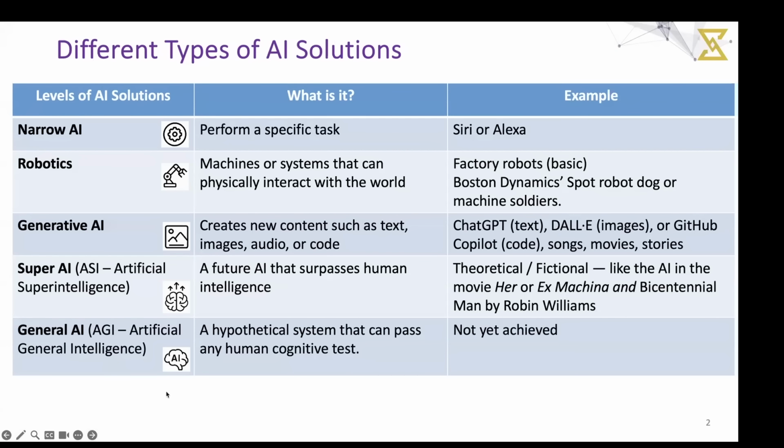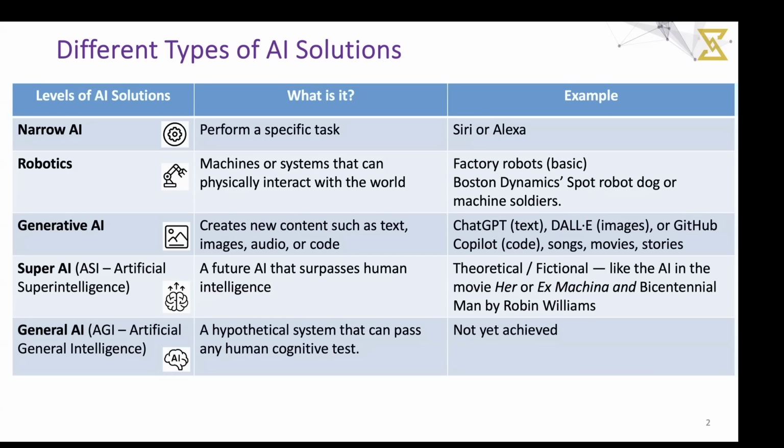Then we have robotics. These are machines or systems that can physically interact with the world. They can still perform very specific tasks. We have all seen the factory robots, right? These are robots that have no heads, they just have arms, and they screw, for example, a car door and stuff like that. Then there's a company called Boston Dynamics, and they have introduced a couple of robots. You have Spot, the robot dog, or there are a number of machine soldiers.